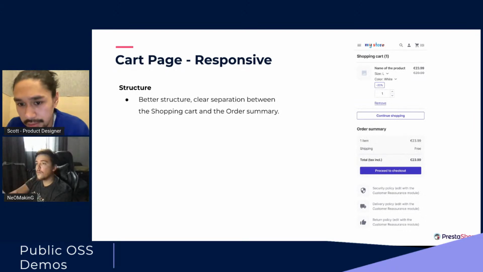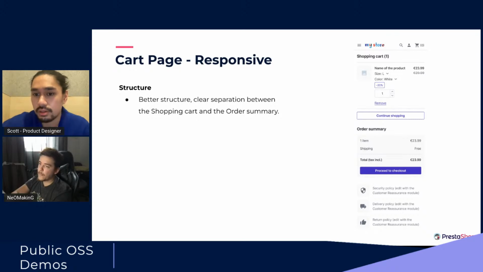On responsive, we improved the structure. As you can see now, there is a real distinction between the shopping cart and the order summary. It's easier to understand. It's clearer. And of course, you can also edit the attributes, the size, the colors on your mobile devices.